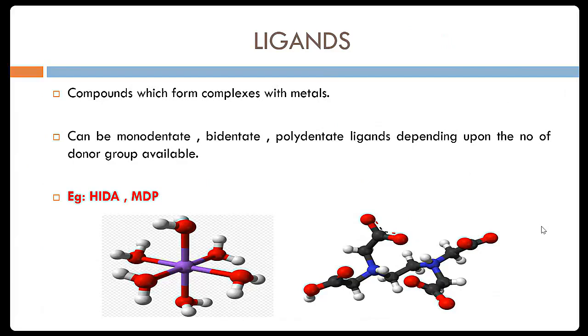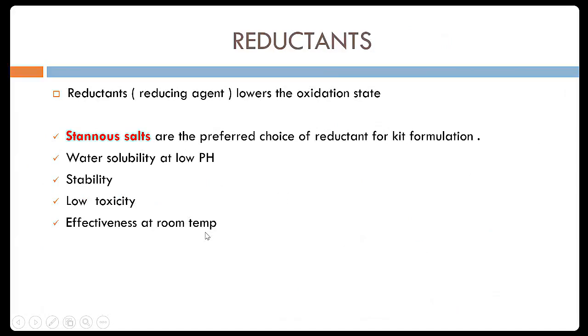So they can be monodentate, like a single connection, or by two connections, like bidentate, or polydentate, several connections, depending upon the groups that are available. An example is HIDA and MDP. The radiopharmaceutical examples are HIDA and MDP.